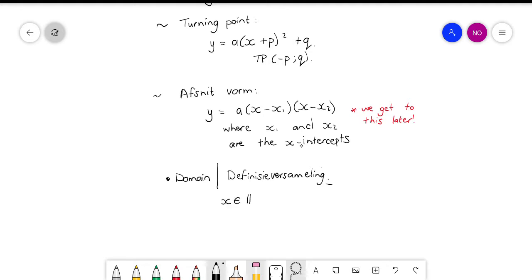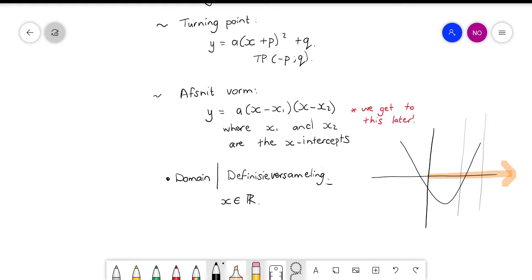X will be an element of all real numbers for a parabola. En dit gaan altyd so wees vir 'n parabool. Okay? En die rede daarvoor is, as jy nou enige parabool gaan teken. Onthou, hierdie is die x-as, né? So, maak nie saak hoe ver jy op daai x-as aangaan nie. Jy gaan oral 'n lyntjie kan trek wat parallel met die y-as loop, and there will be a corresponding x value for that. And the same to the negative side.